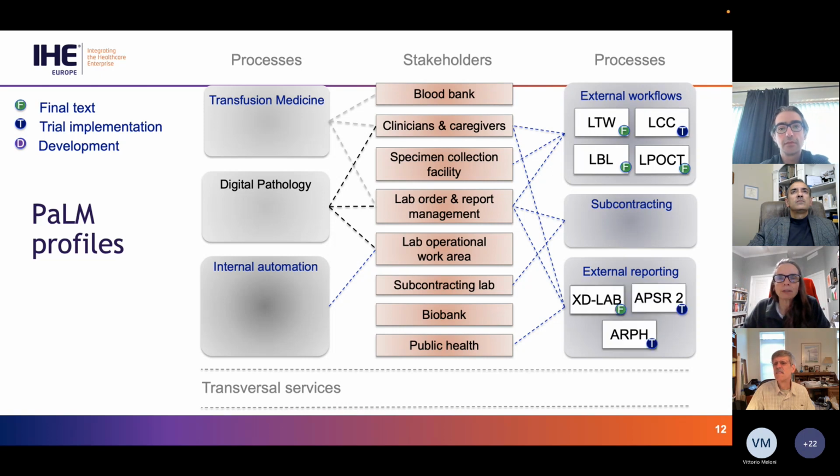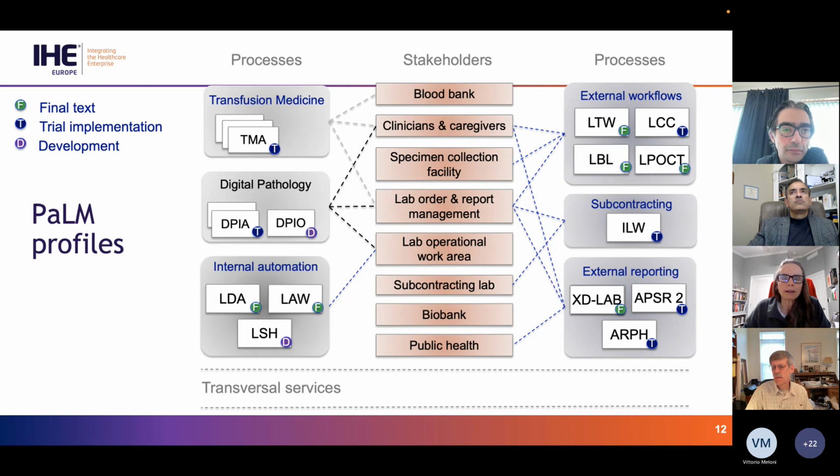So we start with external workflows. So this is talking outside the lab. There is the laboratory technical testing workflow, and we're going to talk much more about that. You can see the different colors identify whether they're in final text, that's an F, whether they're in trial implementation, that's a T in blue, or whether they're in development, that's a D in purple.